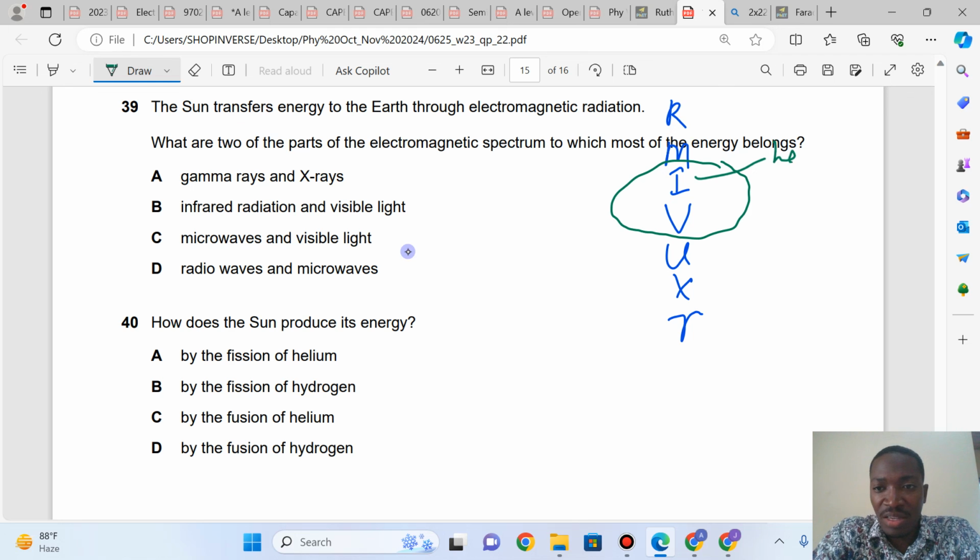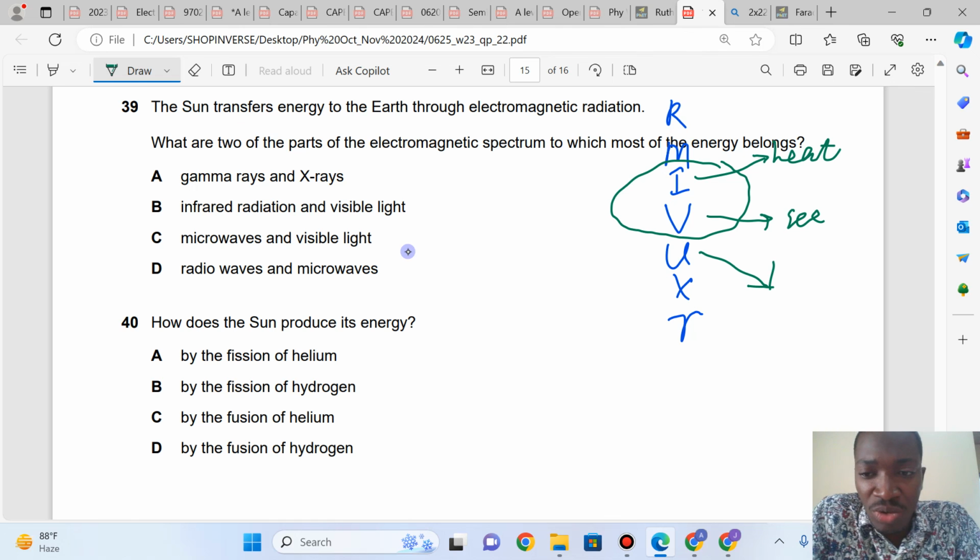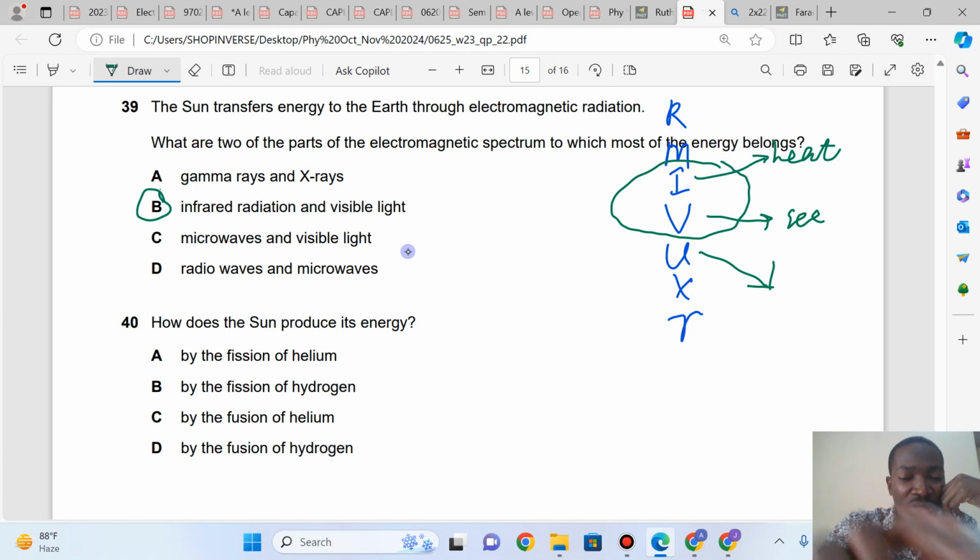Infrared is the heat that comes from the sun to the earth, while visible light is the one we can see. Ultraviolet, excess of this can cause cancer, and God is so kind not to expose us to so much of this. Though we have the ozone layer, it is being depleted, so ultraviolet rays are coming in, and excess of ultraviolet rays can cause cancer and other damages. So the appropriate ones are infrared rays and visible light. That's B, not ultraviolet rays.